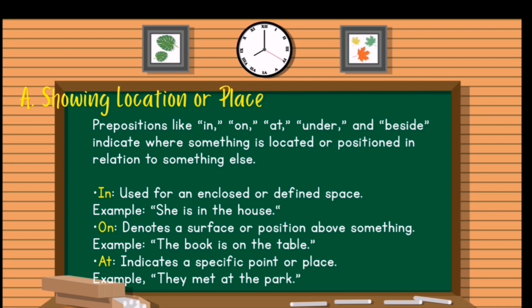Lastly, we have at. At indicates a specific point or place. For example, they met at the park. The park is a specific point. Other examples for a specific point or place are at the school, at the church, at the house, or anything else that pertains to a specific point or place.